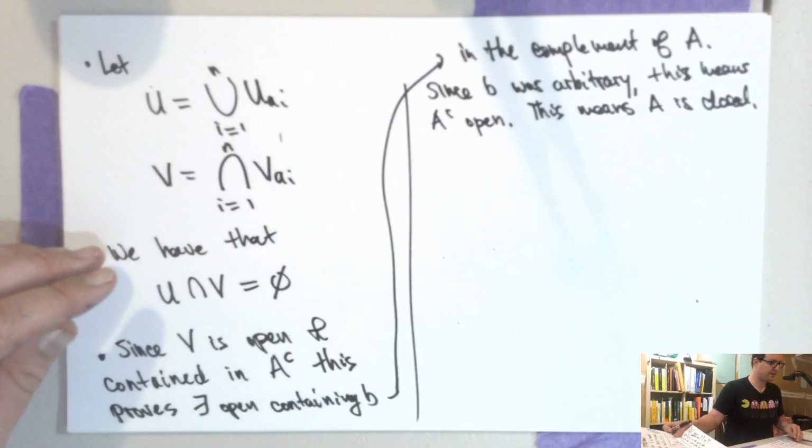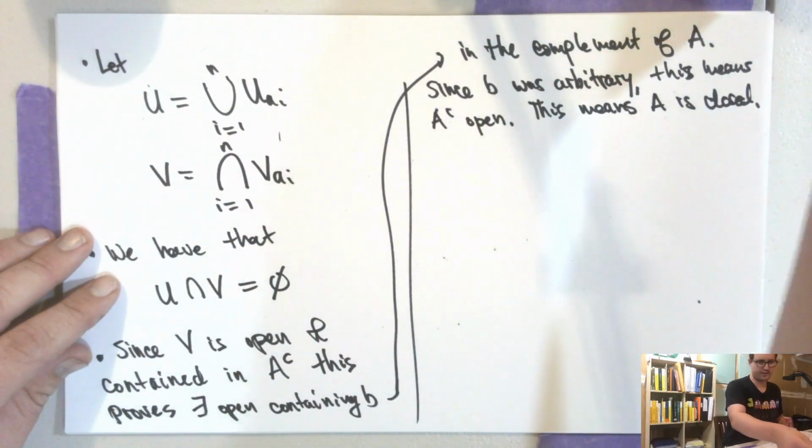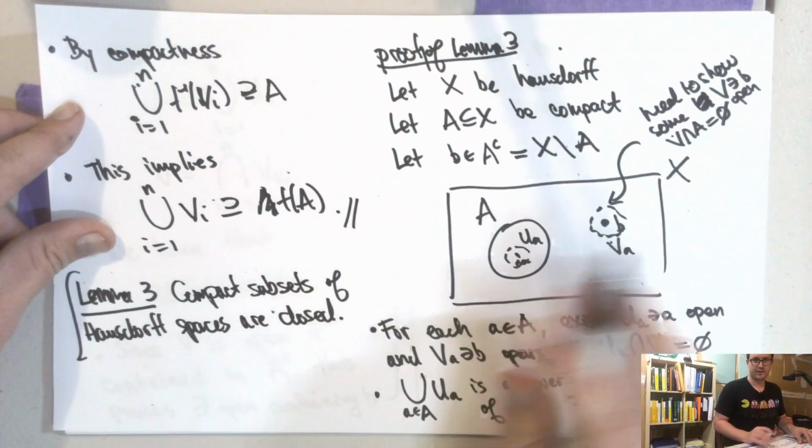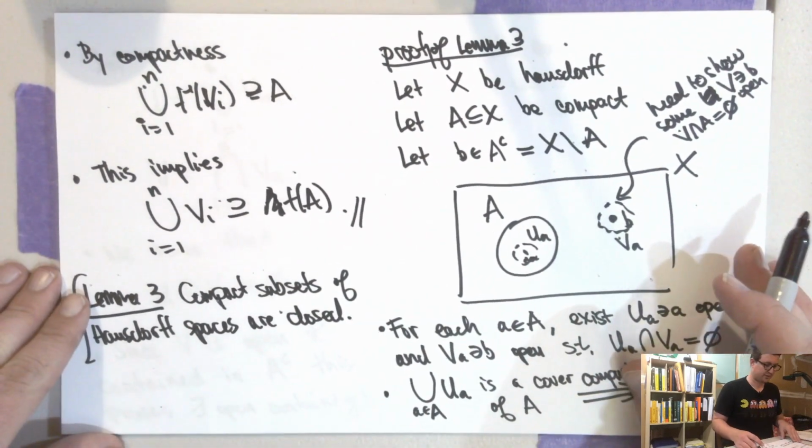Let's see, where are we? Yeah, that's what we wanted to do. We were proving this lemma here, that compact subsets of Hausdorff spaces are closed.